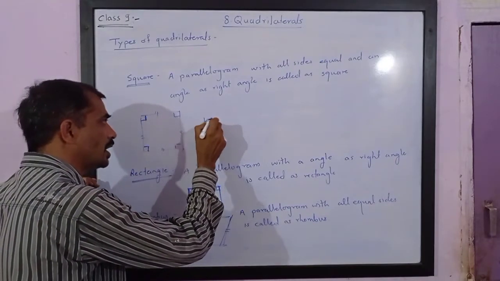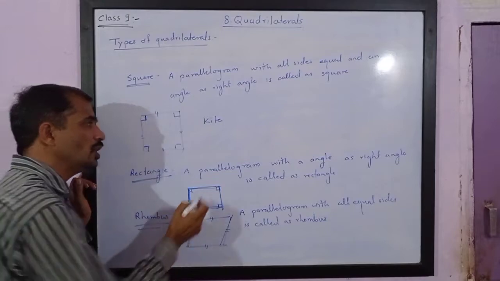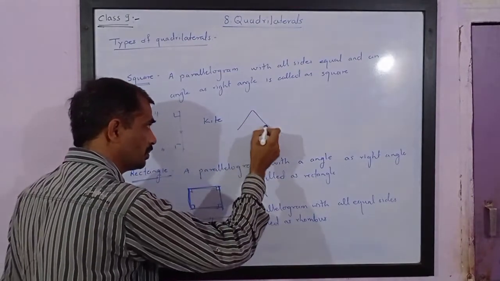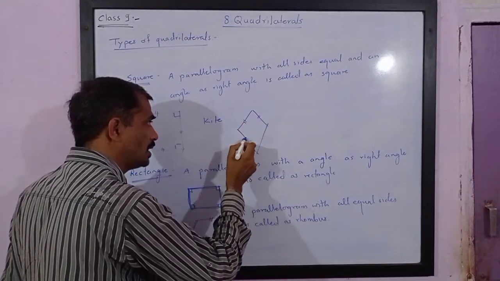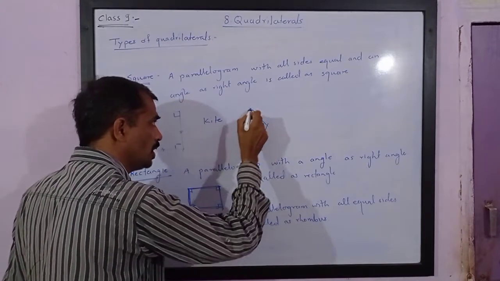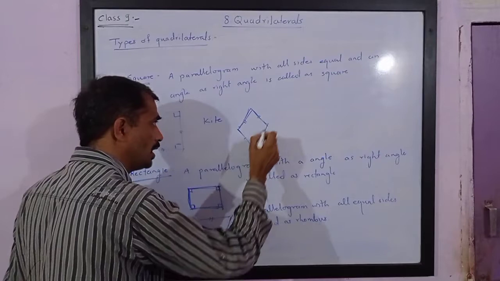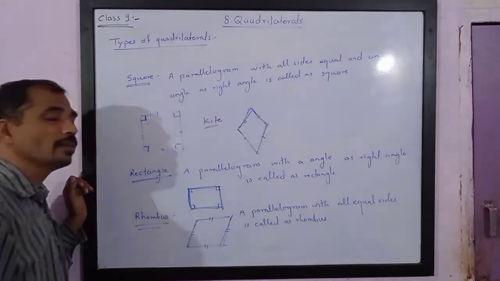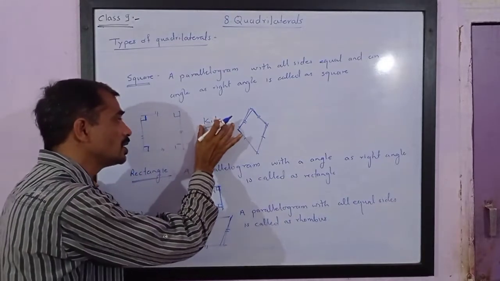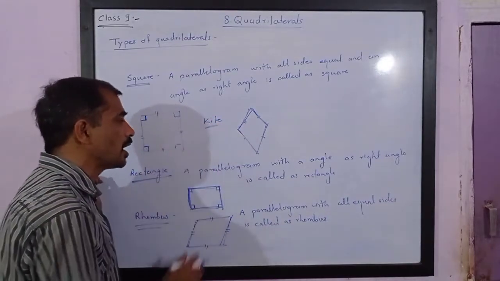Next special type of quadrilateral is a kite. Please note, a kite is something like this, which is having adjacent sides equal. So please note, these two sides are equal and these two sides are equal. Please note here, kite is not a parallelogram. So this is a quadrilateral which is not a parallelogram.